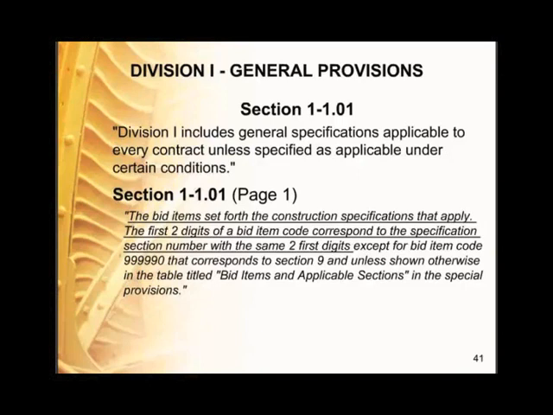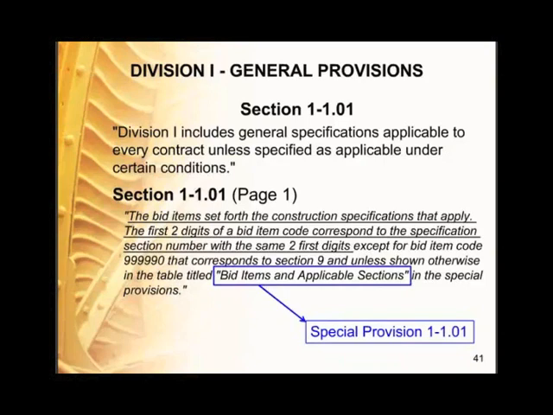Also on that same page 1, we have another thing. This is part of our payment. The bid item set forth the construction specifications that apply. The first two digits of a bid item code correspond to the specification section number with the same first two digits, except for bid item code 99990 that corresponds to section 9, unless shown otherwise in the table titled bid items and applicable sections in the special provisions. So it's really important to understand that the bid items set forth the sections that apply. That's what this is saying.